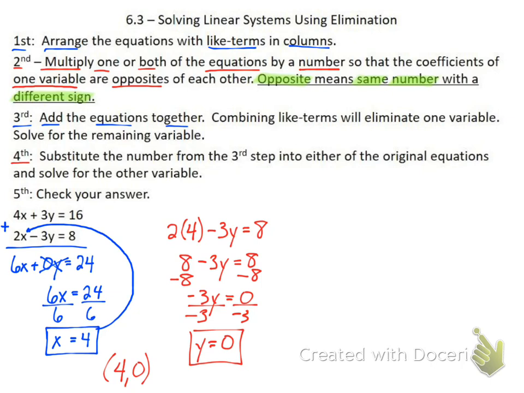Again, I always want to double check my answers. So once I have my ordered pair solution of 4, 0, I want to plug it in for both equations. Plug a 4 in for x and a 0 in for y. On the top one, 4 times 4 gives me 16. 3 times 0 gives me 0. Checks out. Bottom one, 2 times 4 gives me 8. 8 minus 0 gives me 8, so I know it checks out in both of them.